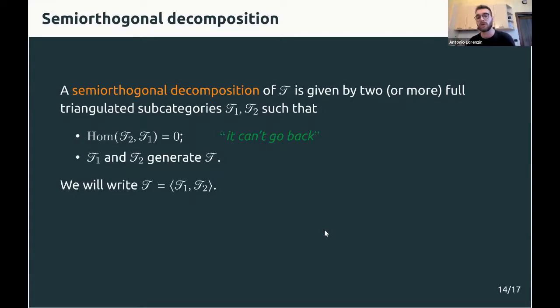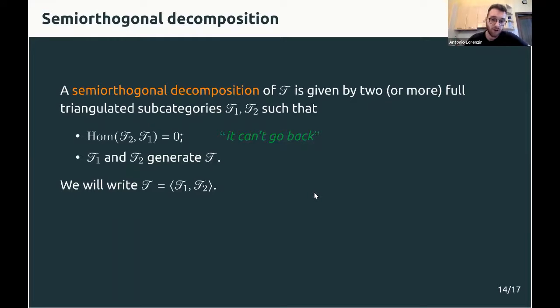So a semiorthogonal decomposition of T is given by T1, T2, because I'm lazy, but you can do it also for more full triangulated subcategories. And what we require is that we can't go back, exactly as for the sequences. And the idea is that we also want them to generate. So it's some kind of sequence and full. And here we can write this situation with this notation, which we already encountered when we were talking about exceptional sequences.